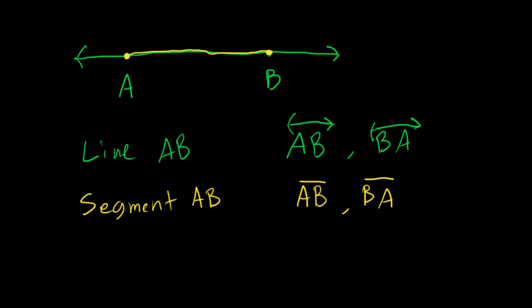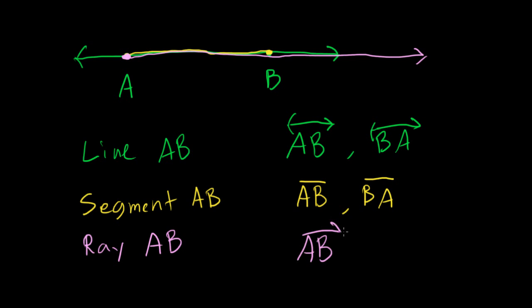Okay, similarly, if we wanted to start at A and then go forever, go through B and keep going forever, that would be called a ray. And this would be ray AB. And it would be written like this, AB. Order does matter here because the A is the initial point. This is called the initial point. It's where it starts.